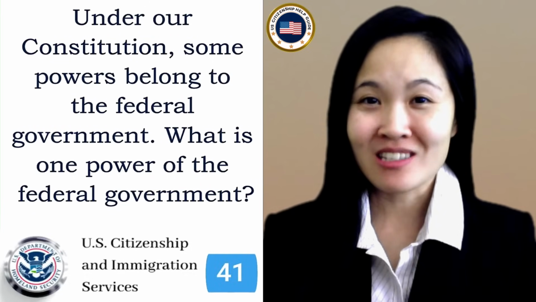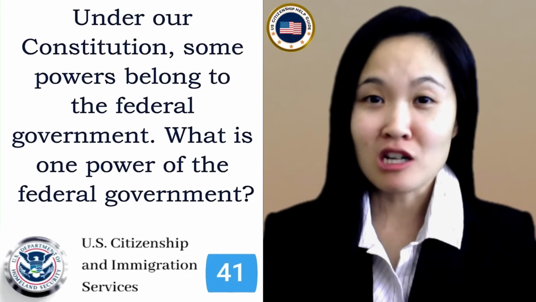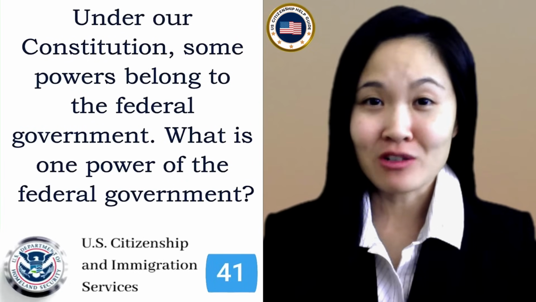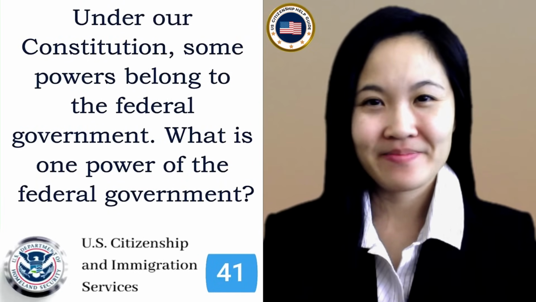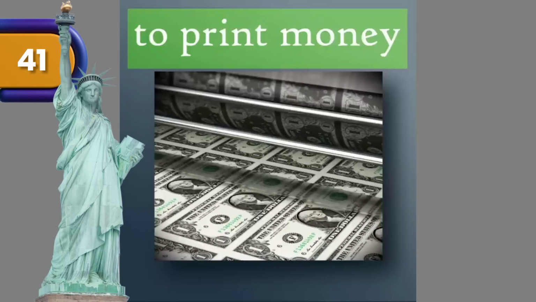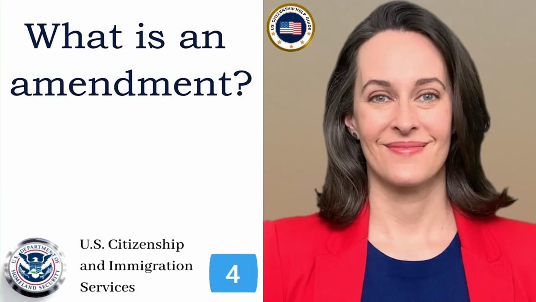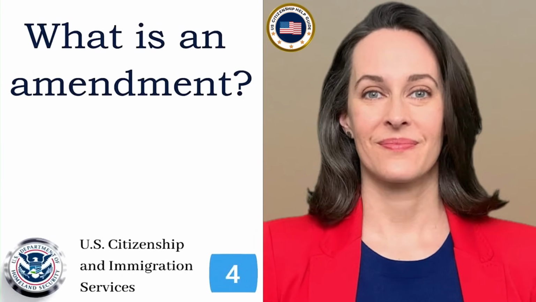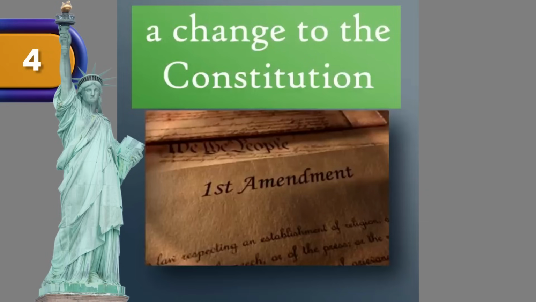Under our Constitution, some powers belong to the federal government. What is one power of the federal government? To print money. 4. What is an amendment? A change to the Constitution.